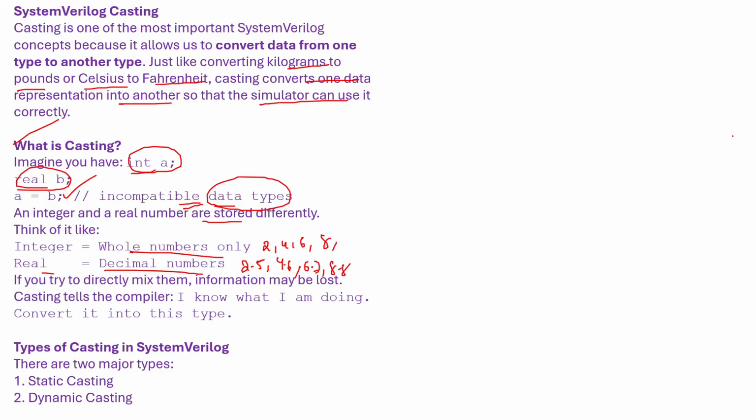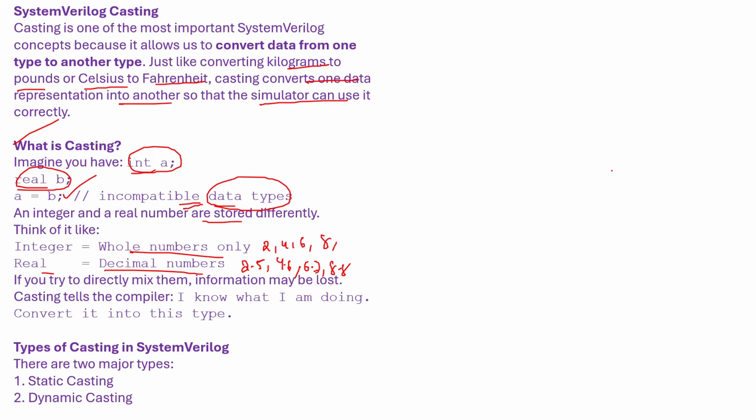Whatever conversion you specify, that conversion will take place. There are two types of casting: static casting and dynamic casting. You have already seen dynamic casting. Where have you seen it?